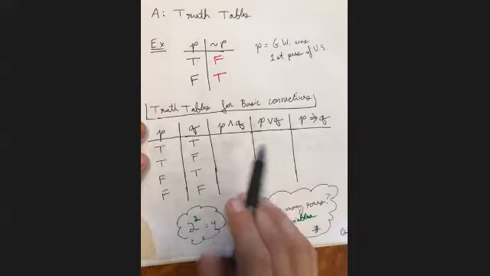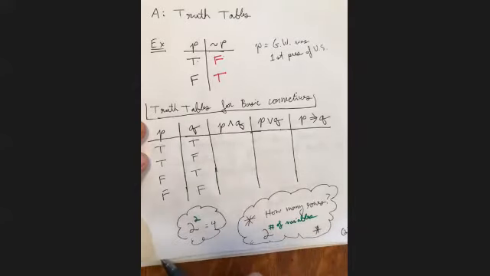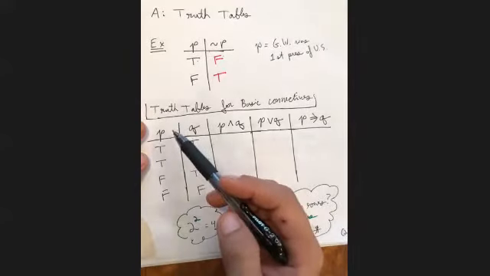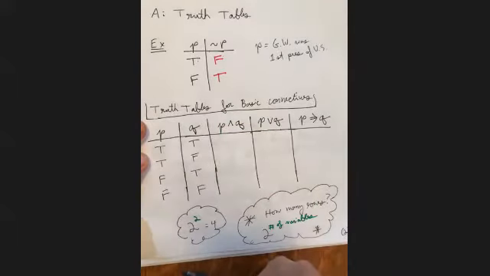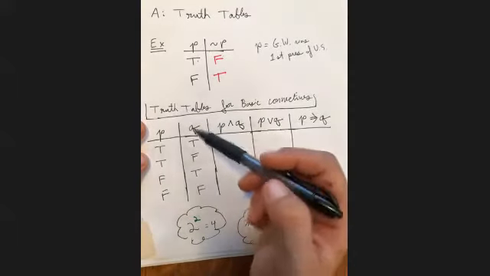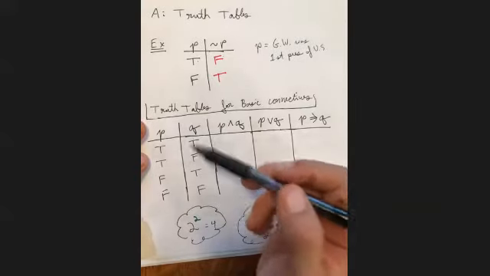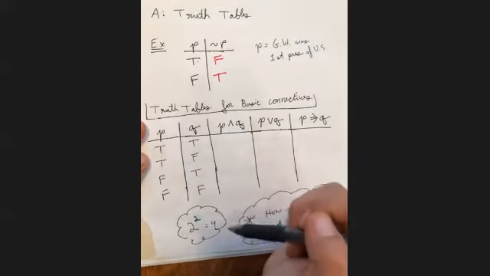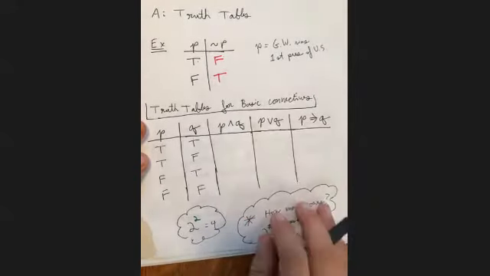If you had three variables, then you would have eight rows. And so the first P would have four trues, then four falses. Then the next letter would have two trues, two falses, two trues, two falses. And then the next letter would do true, false, true, false, true, false, true, false, down the line. Okay.